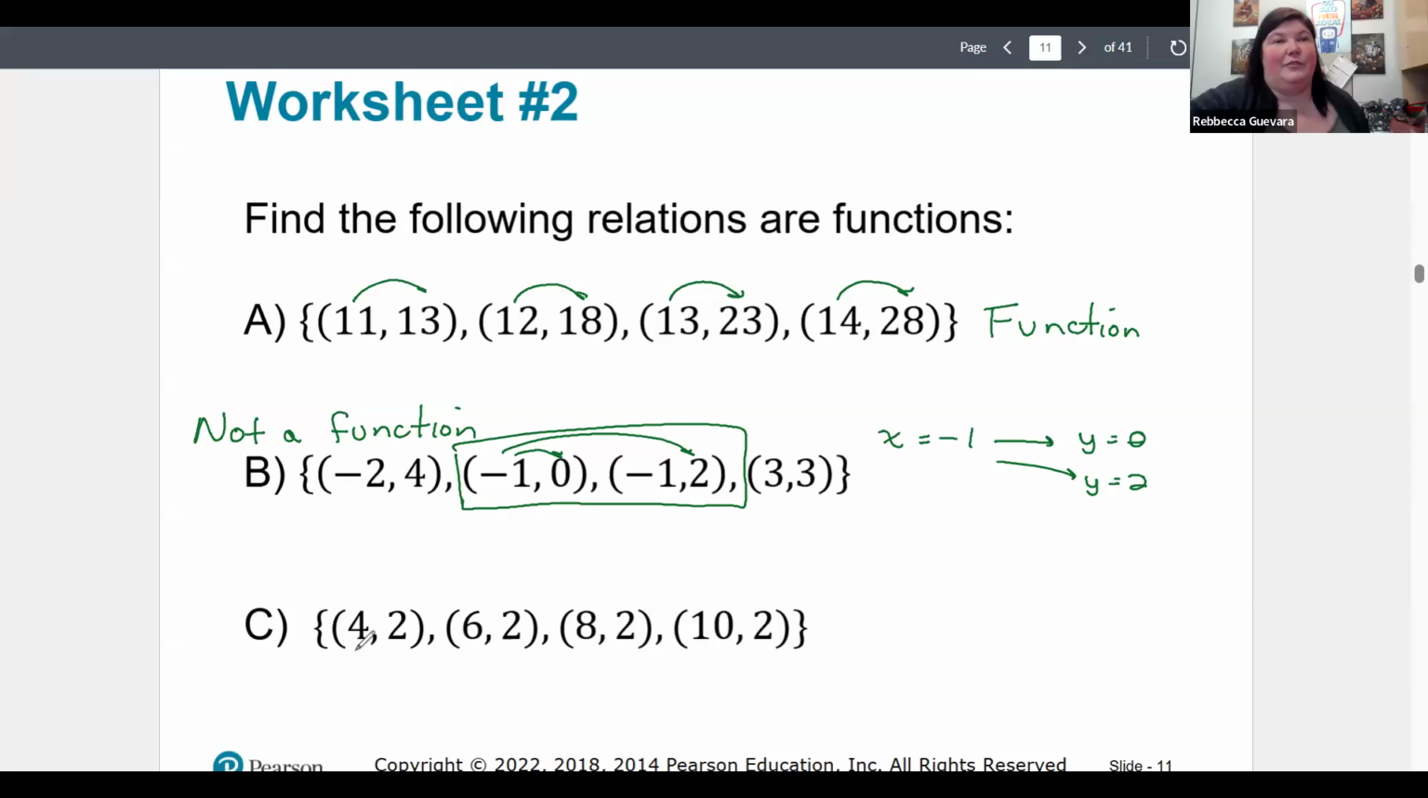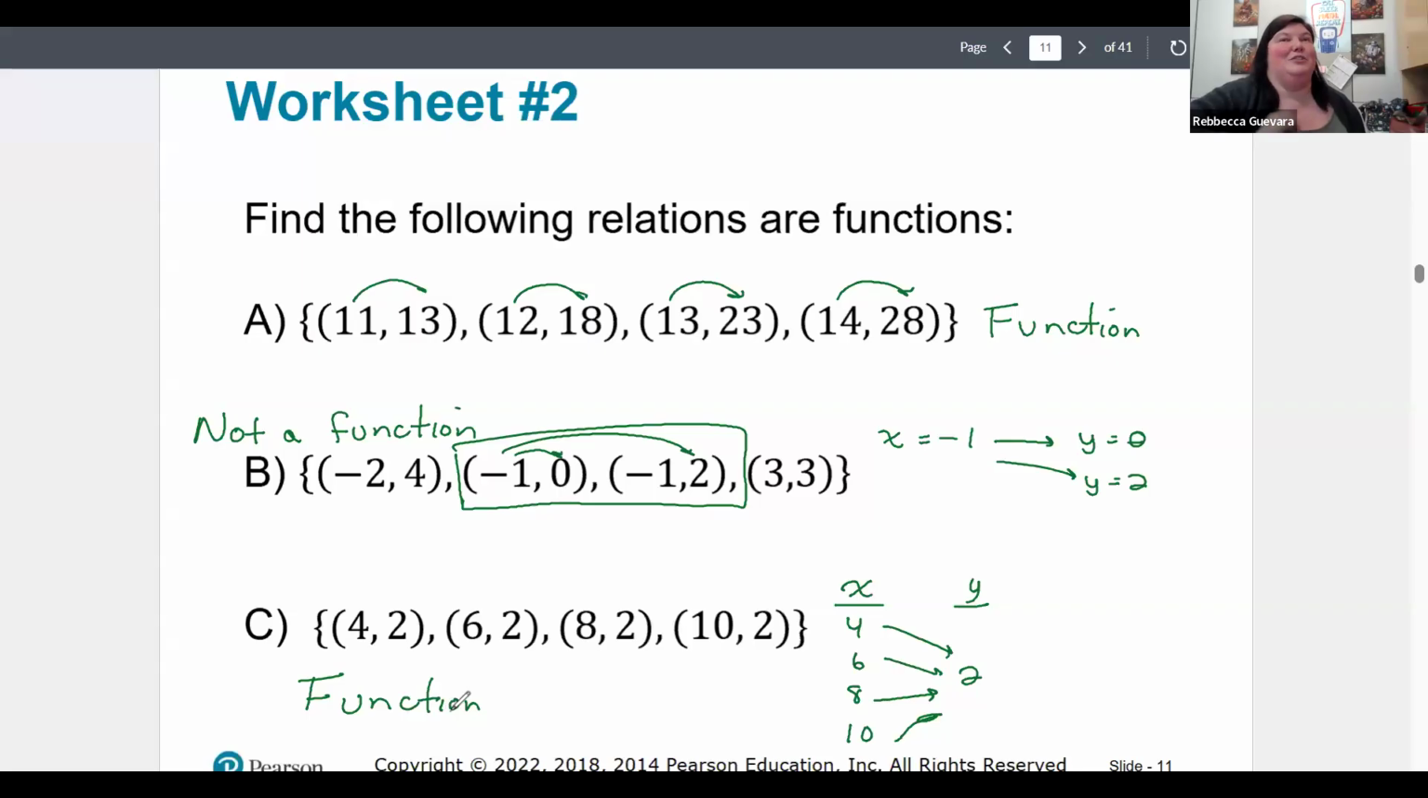So here we have 4 goes to 2, 6 goes to 2, 8 goes to 2, 10 goes to 2. Which that's actually not a problem. So everything's mapping to 2, but 4 only maps to 2, 6 only maps to 2, 8 only goes to 2, and 10 only goes to 2. So each element in my domain, all my x's, only map to just one y individually. So this is a function.